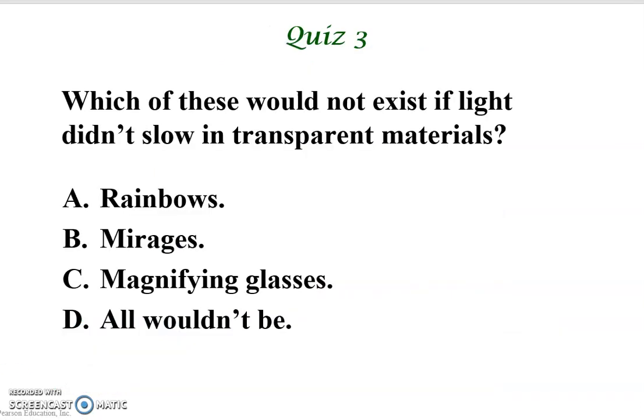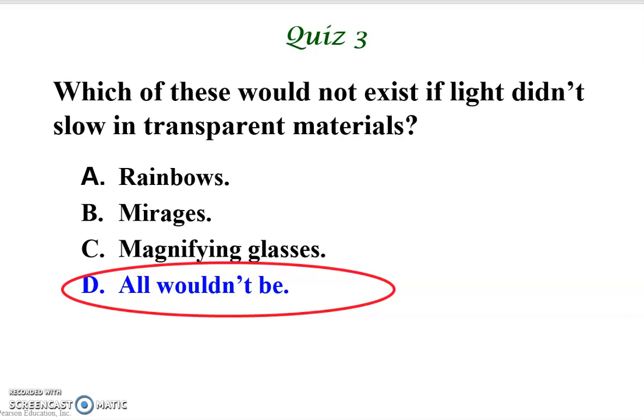So now let's have our first conceptual quiz today. Which of these will not exist if light does not travel in transparent materials? Remember, transparent material means that the light can pass through. So the answer is O will not be. The rainbow, as we see, is a water drop, which is a transparent material. And the mirage is also the same. And the magnifying glass, which is a lens, is a transparent material.